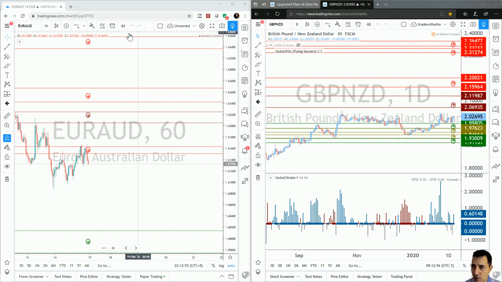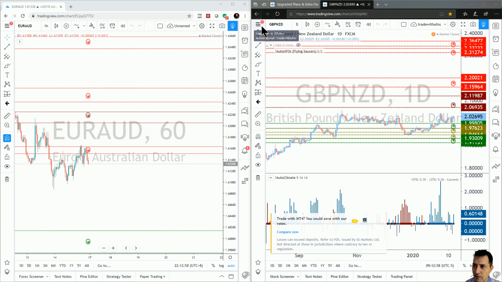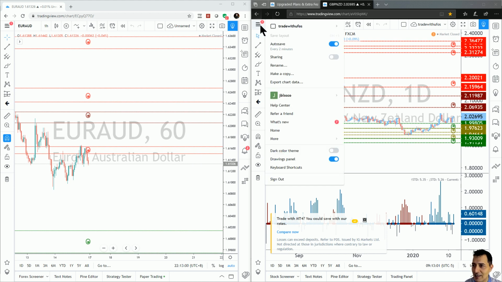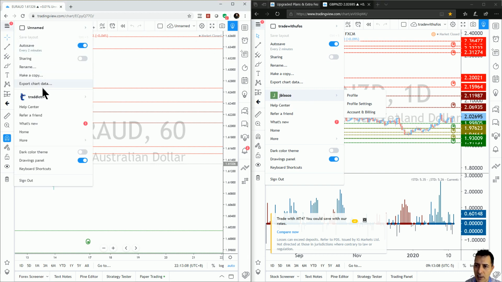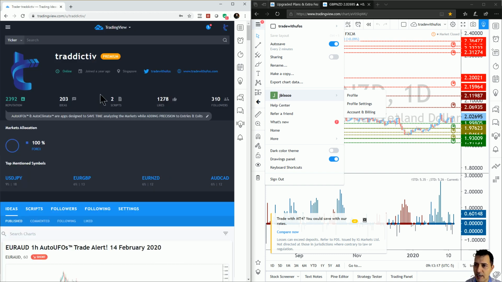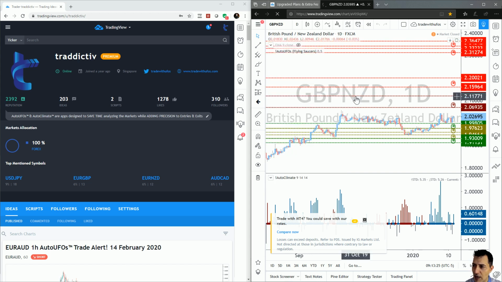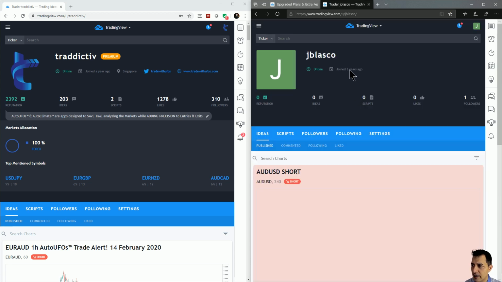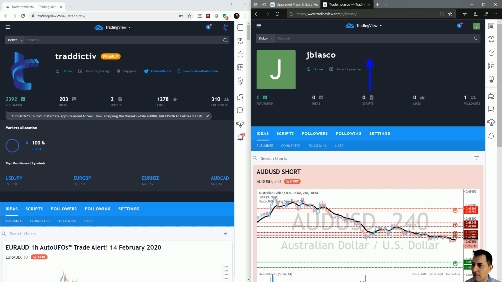But what's different really is not the browser. My point is that if you click on the right, notice that I am logged in under J Blasco, whereas if I click on the left, which is a different browser, notice that I am logged in as Tradictive. And there is a big difference. If I click on the profile for Tradictive, notice here I got the word premium, whereas if I click on the profile for J Blasco, notice that it doesn't say anything about premium. Why? Because it's a basic user.